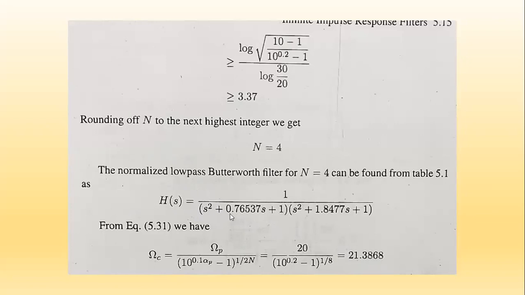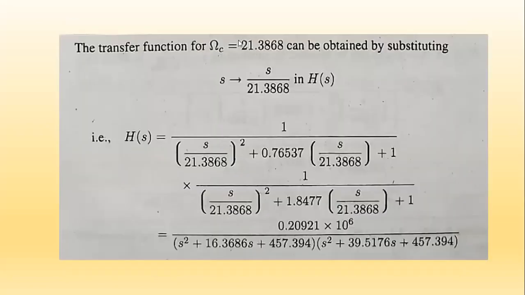s is equal to s by the cutoff frequency. So when we substitute the values here, the equation becomes: substitute s is equal to s by 21.3868 and rewrite this whole equation. When we rewrite this equation and solve it, this is your H of s, and this is nothing but the design of the analog filter for the given parameters. Now this is the final equation we are expected to write in the exam.